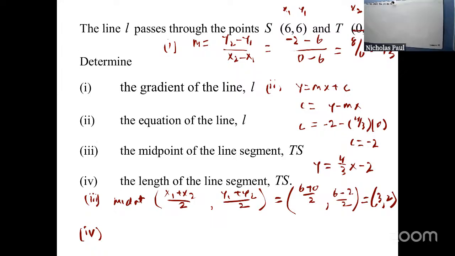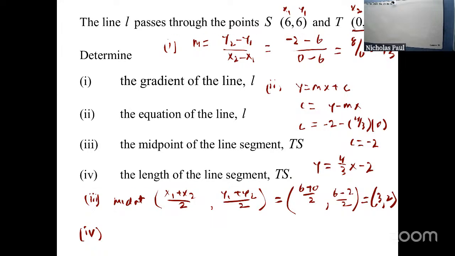All right, Jamal, I'll give you 2 minutes. Work out the length of the line, use the length of the line formula, and I'll wait on your answer. Go ahead, take 2 minutes for part 4.